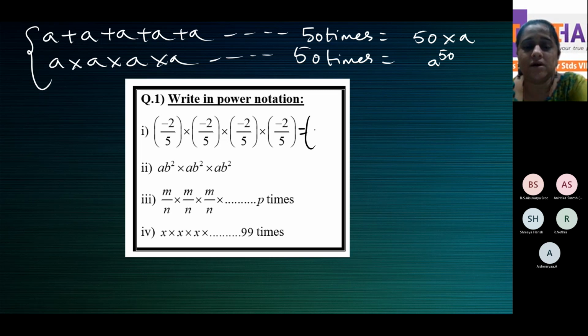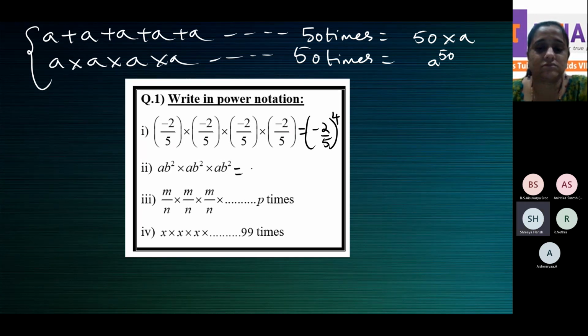So this one is minus 2 by 5 to the power 4, because minus 2 by 5 is multiplied with itself 4 times. So only minus 2 by 5 to the power 4. What is this one, children? The answer for the second one?